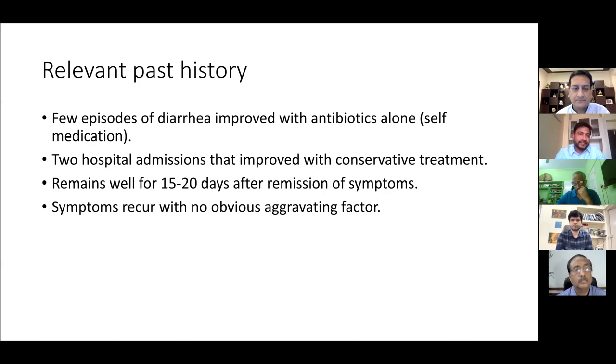Some relevant past history. A few of the episodes of diarrhea actually improved with antibiotics alone that he took by himself from the nearby pharmacy. And as I said, he was admitted on a couple of occasions for severe episodes, and those too subsided with conservative treatment with antibiotics and IV fluids. He remains well for around 20 days after remission of symptoms. However, the symptoms recur and he cannot recall any aggravating factor as such.